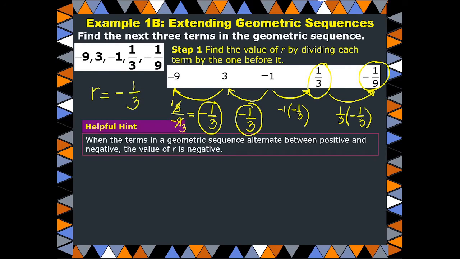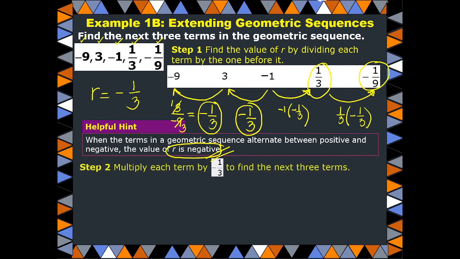Next, here is one hint. Here is one important hint that you should remember. If the given is alternating negative, positive, negative, positive, negative, meaning alternate positive and negative, expect that your R is negative. Again, if your signs alternate, positive and negative, expect that your common ratio is negative.